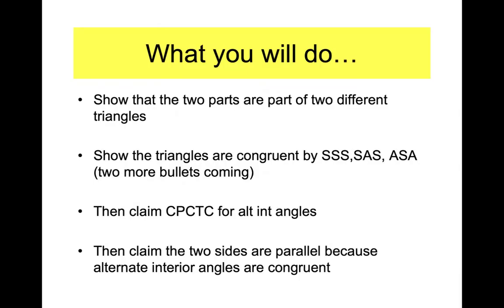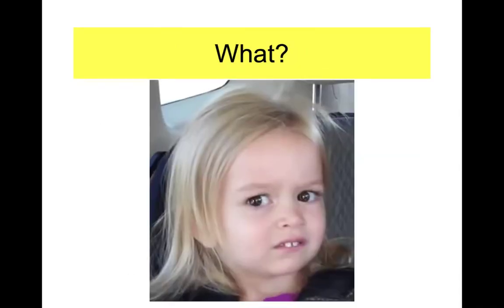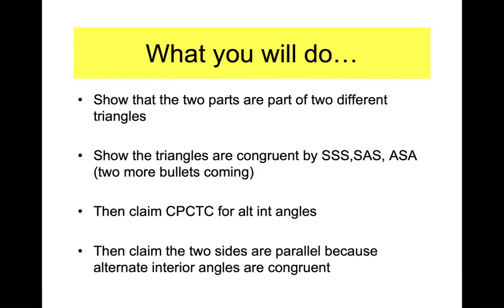So this proof is just slightly more challenging. It adds one extra step. Show that the parts are part of two different triangles. They won't be angles this time, they'll only be sides. Show that the two triangles are congruent, that's the same. But now you're going to claim CPCTC for two specific angles, and I'll show you those two angles. And then those angles are going to be alternate interior angles, and therefore, if alternate interior angles are congruent, then the two sides that are cut by the transversal are parallel. All right. Once again, maybe that didn't make sense, but hopefully it will after the example.